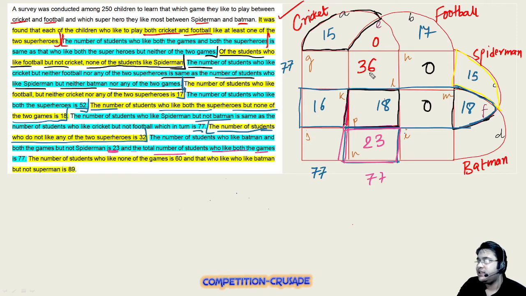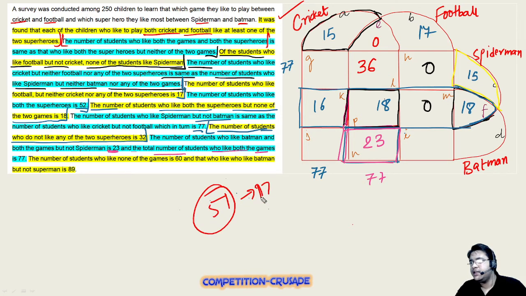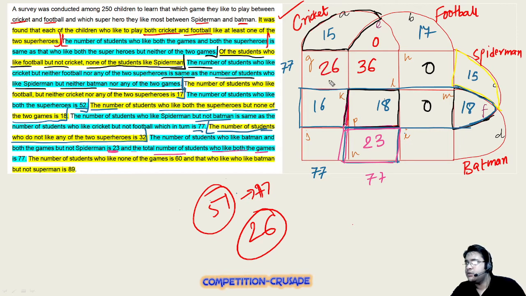So 36 plus 15 is 51. I have got 51, and I have to reach 77. How much do I need more? So I need 26 more. This is 26, and they have also said that this is 77. So far I have got 10, 30, 40, 45, 51, 57. 57 I have already got, so I need 20 more. And what else is left?